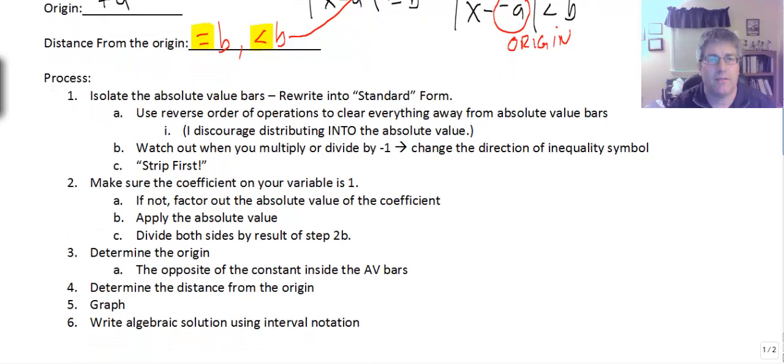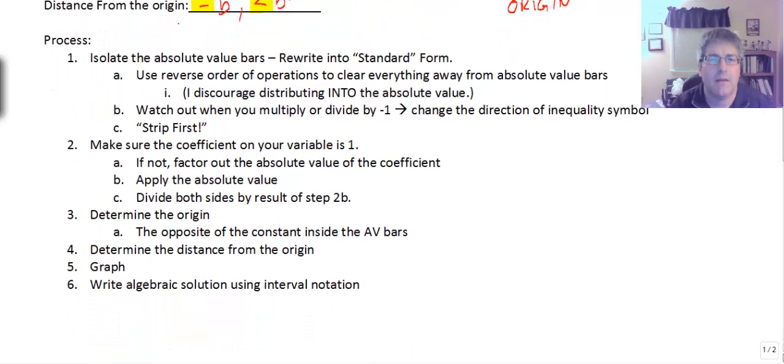Let's take a look at our process for solving absolute value inequalities by the graphing method. We want to rewrite our absolute value into standard form. So we want to isolate the absolute value bars. We want to strip everything away. We want to clear that first. So that's going to be the first thing we do. Strip first. Use reverse order of operations to clear everything away from the absolute value bars. Again, I discourage distributing into the absolute value. And then watch out when you multiply or divide by negative 1. This second part is where things get a little tricky. We want to make sure that the coefficient on the variable is exactly 1.